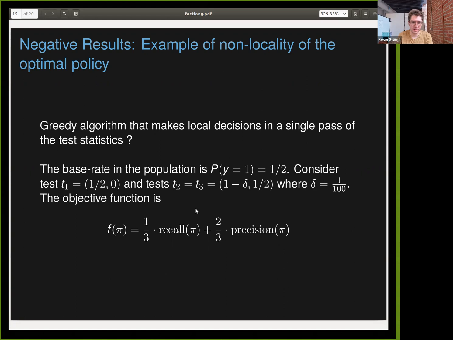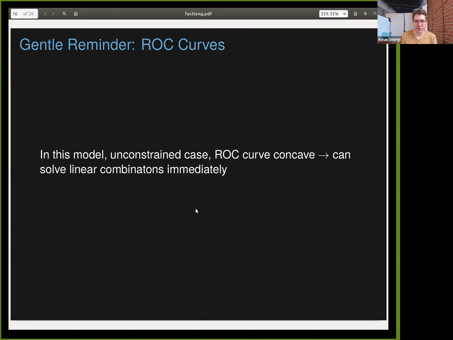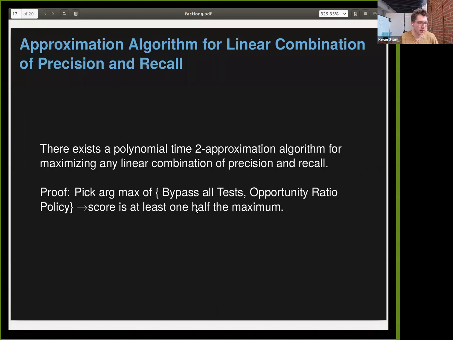So the details for that are in the paper, and yeah, anyway, here we go. Also, just a gentle reminder: if we had convexity or concavity here for this precision-recall linear combination maximization variant, it would be trivial, because you could just look at the curve and find extreme points, and there's nothing complicated there. But because of the structure of our problem, we can't do that.